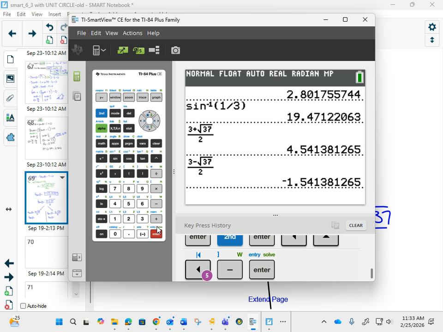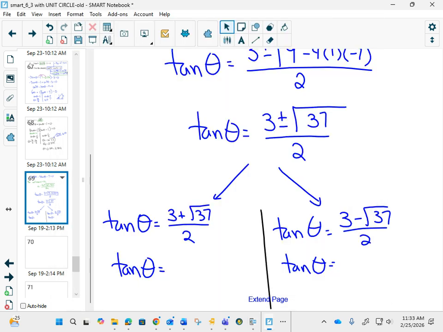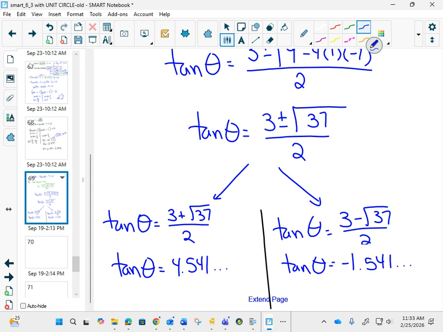4.541. Am I going to remember these? Yeah, I think so. And -1.541. Are they on your pie plate now? Still no.